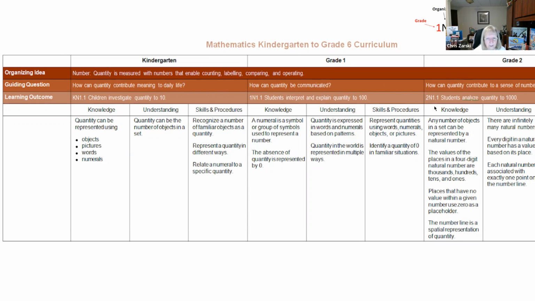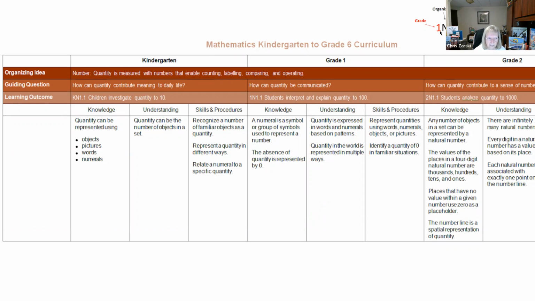Now, what you might see that is a little bit different is that in Zone 4, when we did conversations, we sometimes found it challenging to talk about a learner outcome such as students interpret and explain quantity to 100. When they had multiple rows of understanding, it was sometimes hard to know which one we were all focusing on. And so we went through and numbered them. And the numbering convention is as follows.